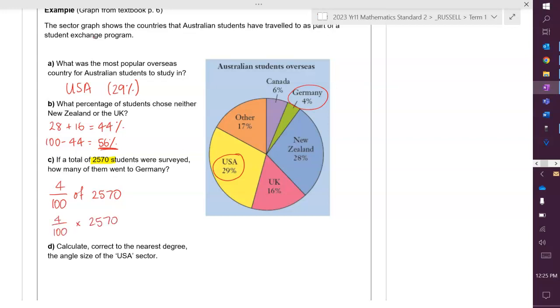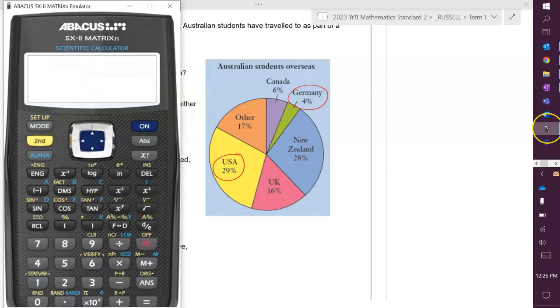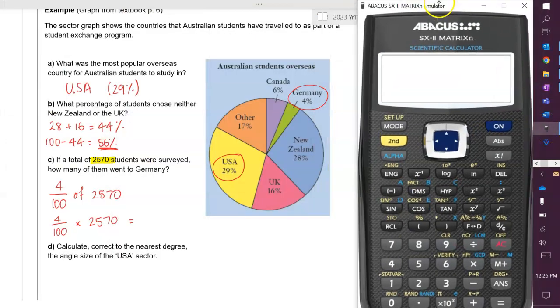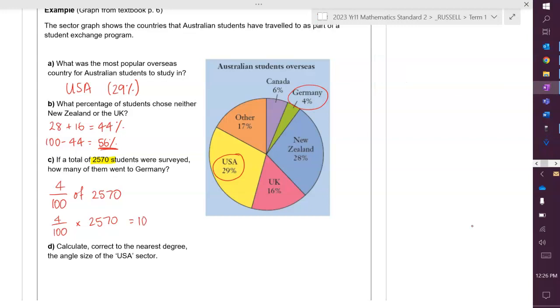So this is what we would type into our calculator. If we bring up our calculator, we need to type in 4 over 100 multiplied by 2,570, and we get a fraction, so we turn that into a decimal: 102.8. If we're talking about people, we need to make sure that we don't have a part of a person. Because we don't have a full person there, that would come down to 102 students.